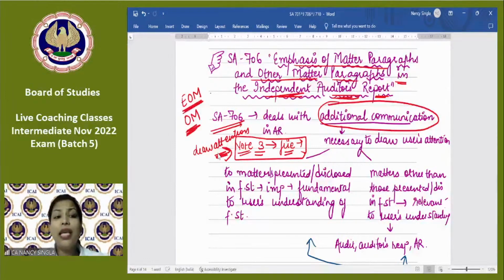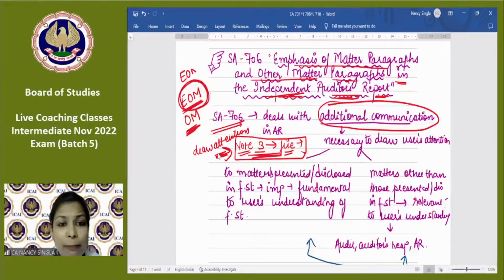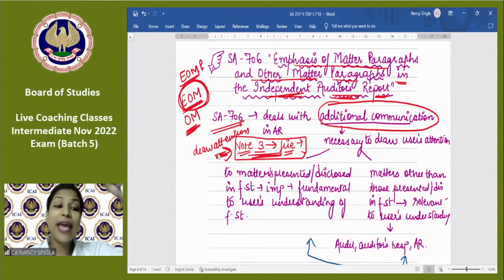So how will the auditor do that? He will mention this fact in the emphasis of matter paragraph. As the name suggests, the auditor wants to emphasize a matter which has been duly disclosed and presented by the management in the financial statement. It has come properly in the notes to accounts, but the auditor feels he should tell the users once as well. So how does he tell them? By way of emphasis of matter paragraph. Clear? Clear. Okay.